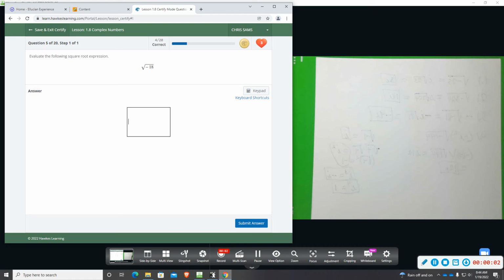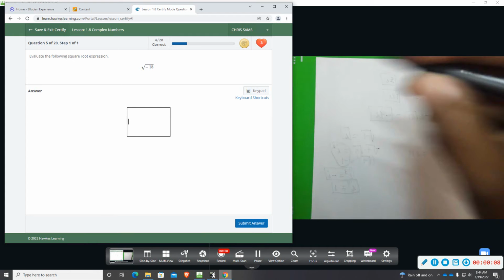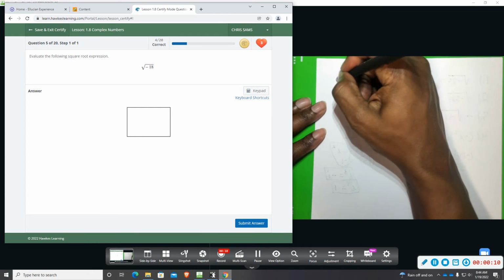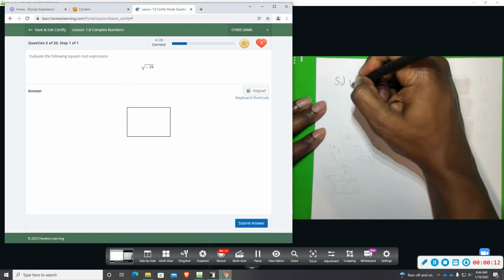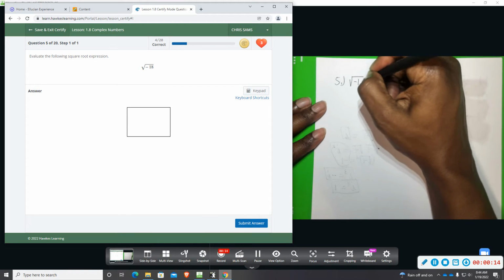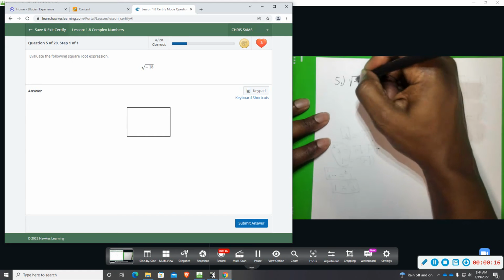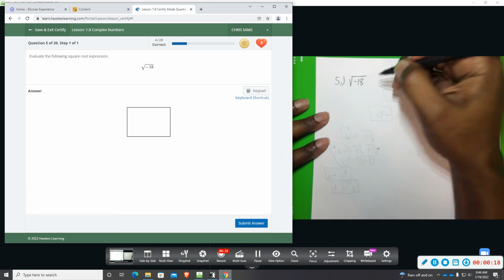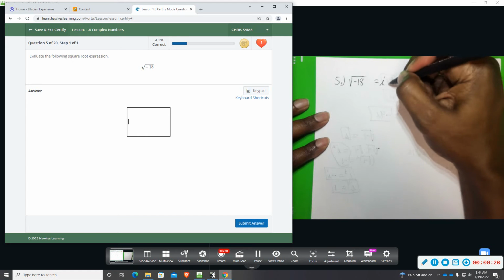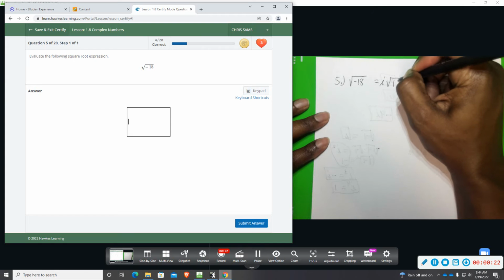Alright, number 5. We're going to evaluate the square root of negative 18. So I already understand that this negative is going to become an i. So I have i times the square root of 18.